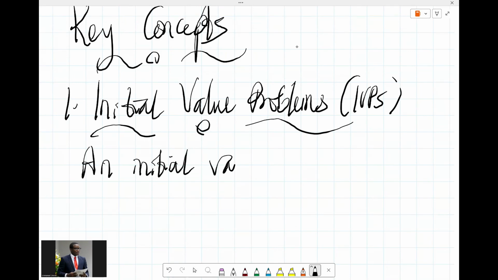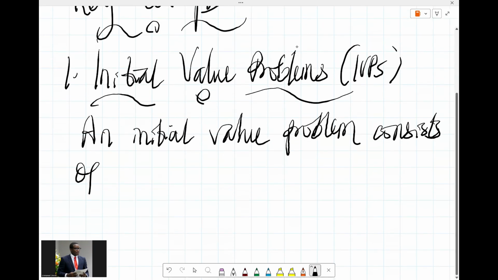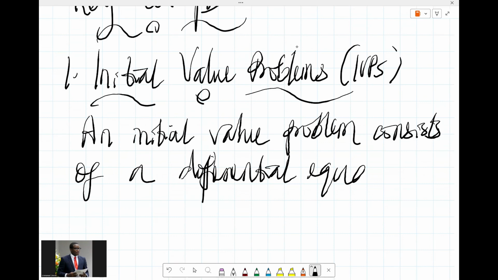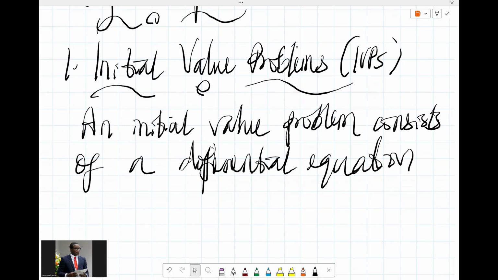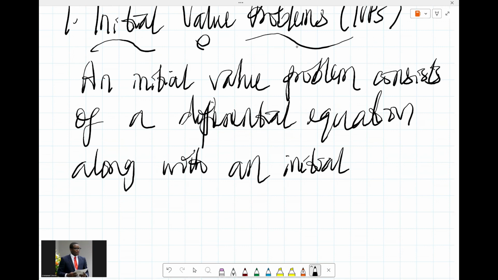An initial value problem consists of a differential equation along with an initial condition. You have an initial condition, more like a starting point, right? An initial condition.